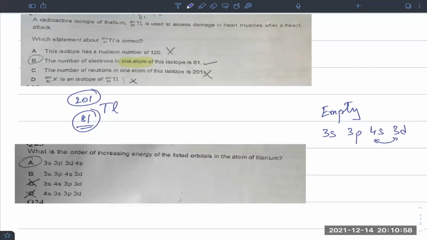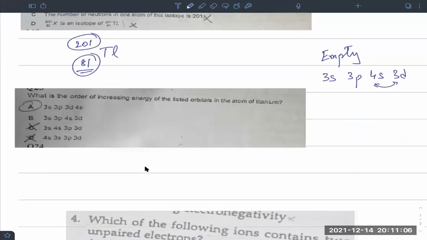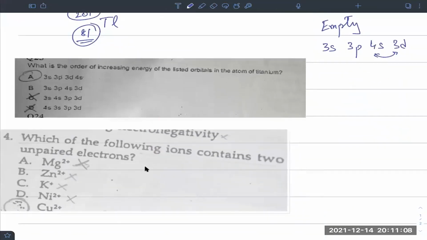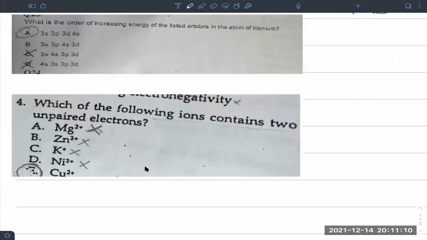Next question is, which of the following ions contains 2 unpaired electrons? So we're looking for 2 unpaired electrons, which means we need a situation like this. Let's see, magnesium will have the same configuration as a noble gas, so that can't be right. Zinc 2 plus is also 3d10, so that's also not correct. Potassium is also like a noble gas, so not correct.